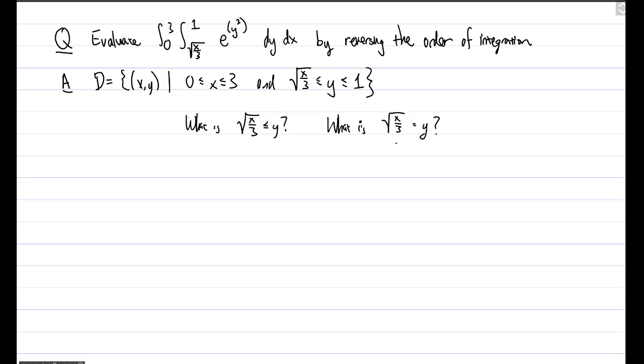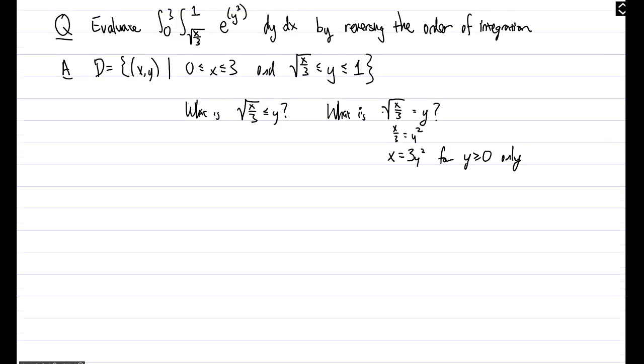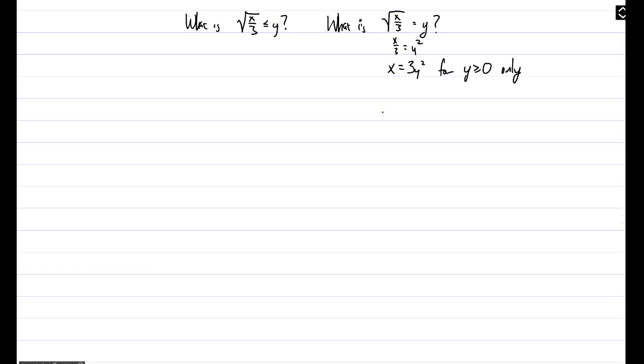So how about we square both sides? x over 3 is equal to y squared, so x is equal to 3y squared. We should comment that this is for y greater than or equal to 0 only. If you look back, when you take a square root of x over 3, you're only getting the positive value. Okay, so we could draw a picture of what we have so far.